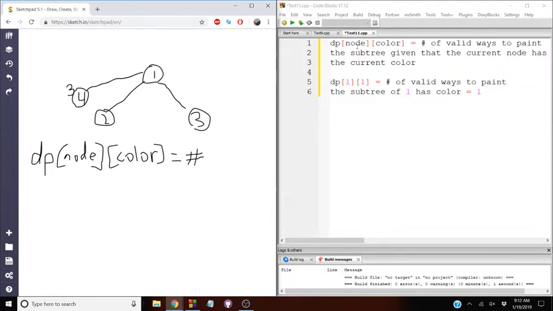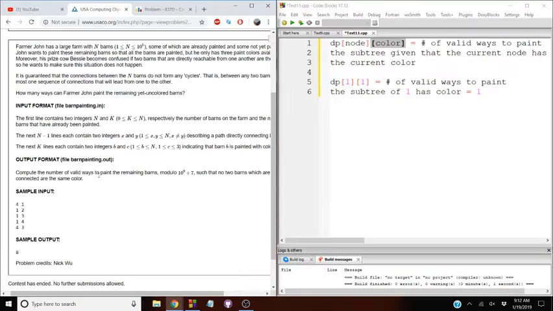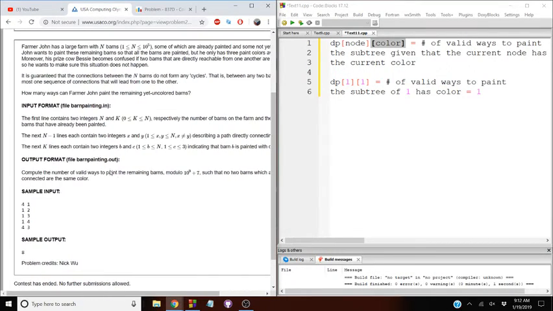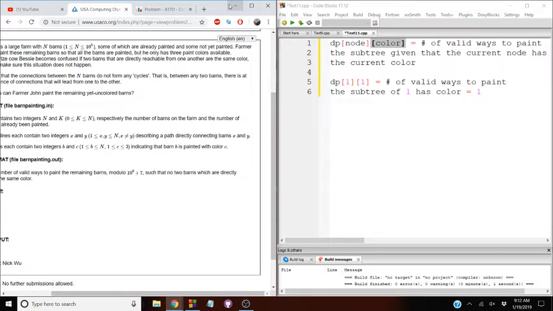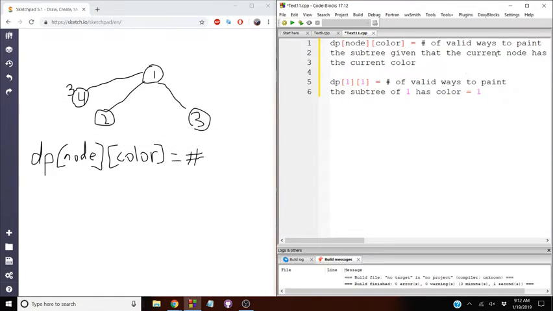So we knew it was a DP problem, right? So DP node. Since there's only 3 possible colors, we just might as well add that. And then the answer is asking us to output the number of valid ways to paint the remaining barn. Okay, so this equals the number of valid ways to paint the subtree, because DP on nodes is always subtree.